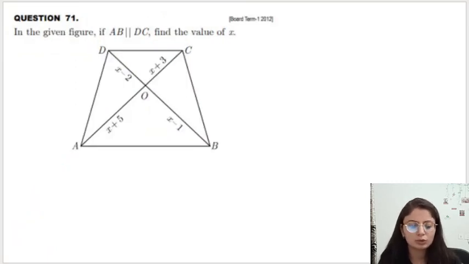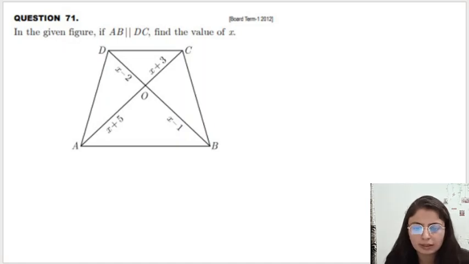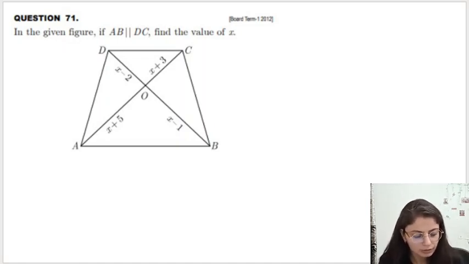Now let's move to this next question. So this question says, in the given figure, if AB is parallel to DC, find the value of X. Okay, so let's use the similarity of triangles.